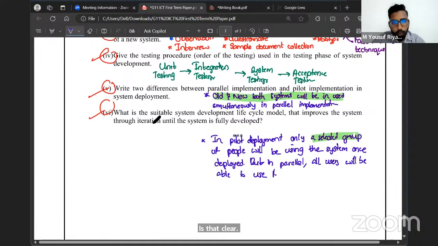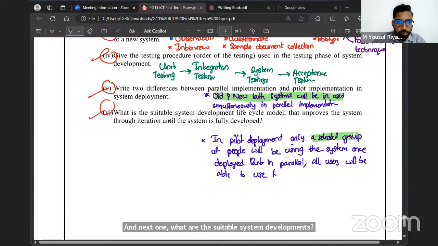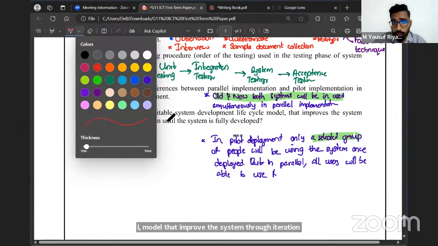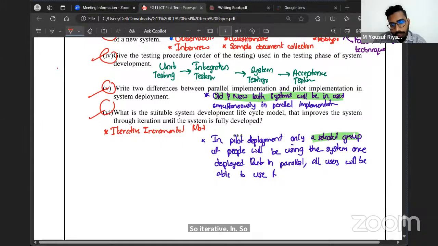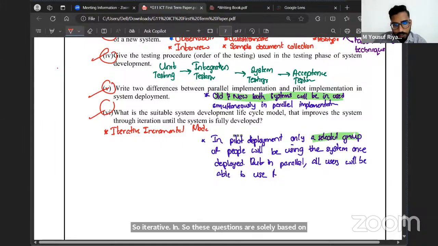And next one, what is a suitable system development life cycle model that improves the system through iteration until the system is fully developed? So you all have learned two models, the waterfall model and iterative incremental model. In iterative incremental model only, you're going to actually improve the systems in iteration. So iterative incremental model. So these questions are solely based on the SDLC lesson.